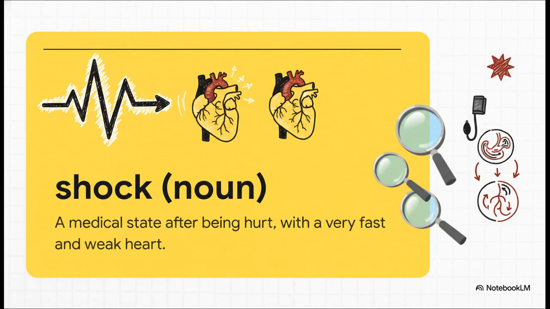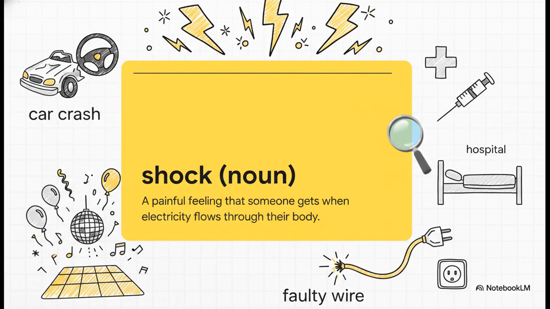And it doesn't stop there. The word gets technical too. In the medical world, shock isn't just a bump or a feeling. It's a very specific, very dangerous state your body can go into after a major injury. So the meaning gets super specialized here. And finally, yep, there's the electric shock, a totally different kind of physical jolt. But again, it's sudden, it's jarring, and it's unexpected. So a car crash, a party, a hospital, a faulty wire, this one word somehow covers it all.